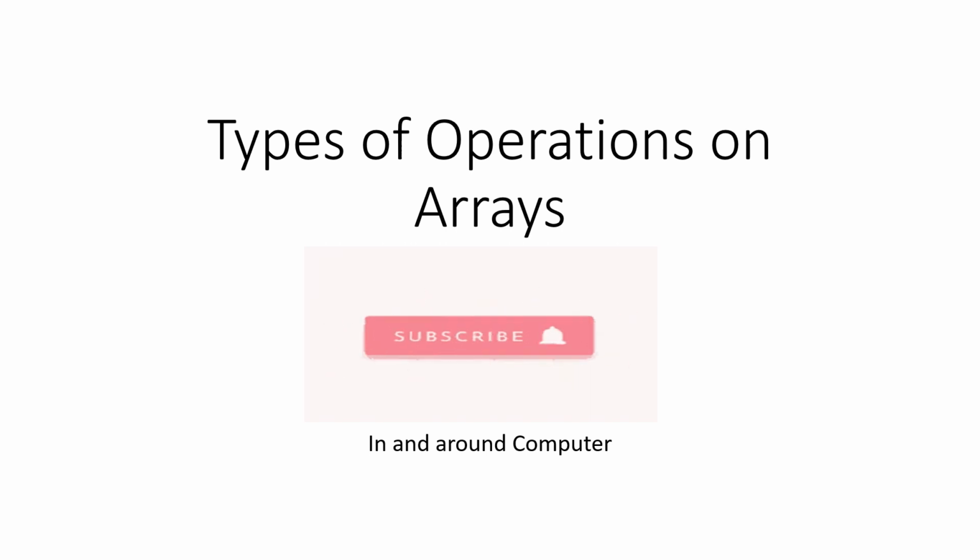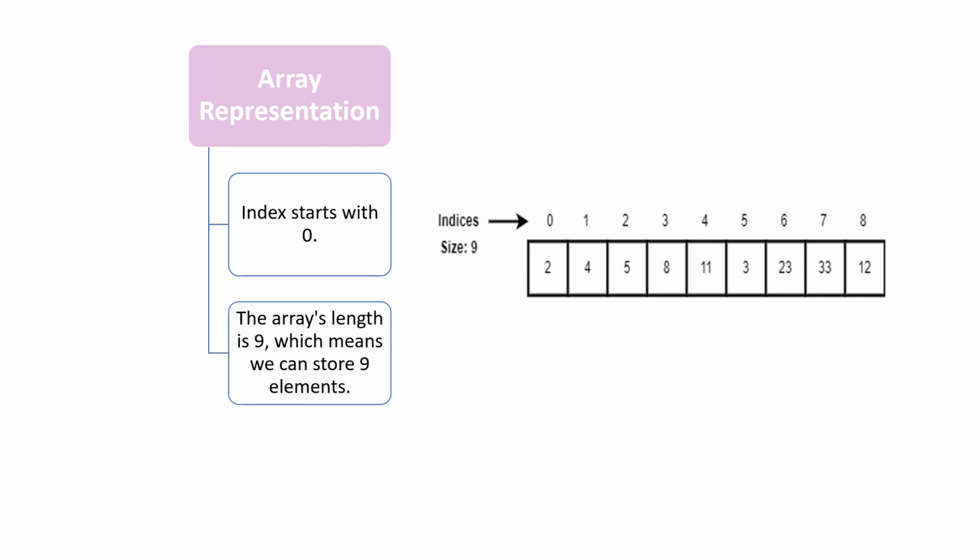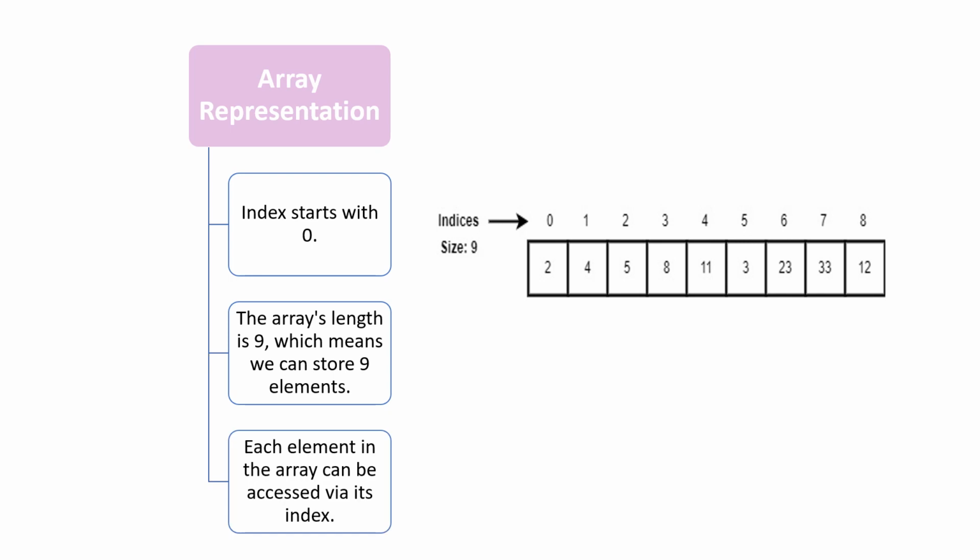In this video, we are going to see the types of operations on arrays. Array data structure is represented using the index of its elements and the size of the array in a program of various programming languages. The index starts with 0, and if the array's length is 9, that means we can store 9 elements and each element in the array can be accessed through its index. So this is the representation of an array in the program of various programming languages.